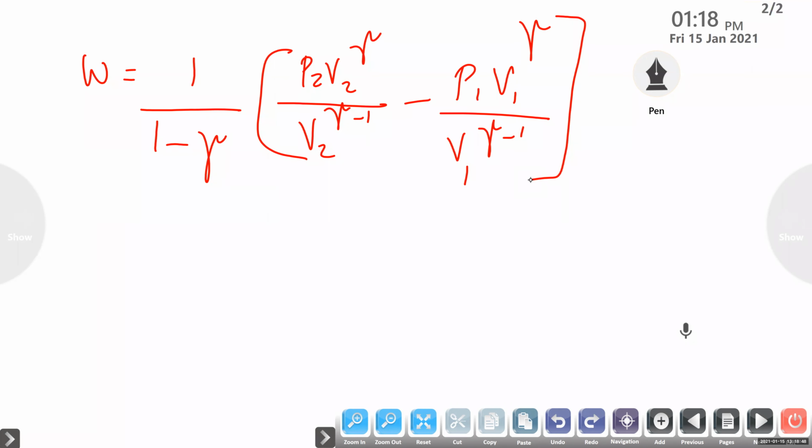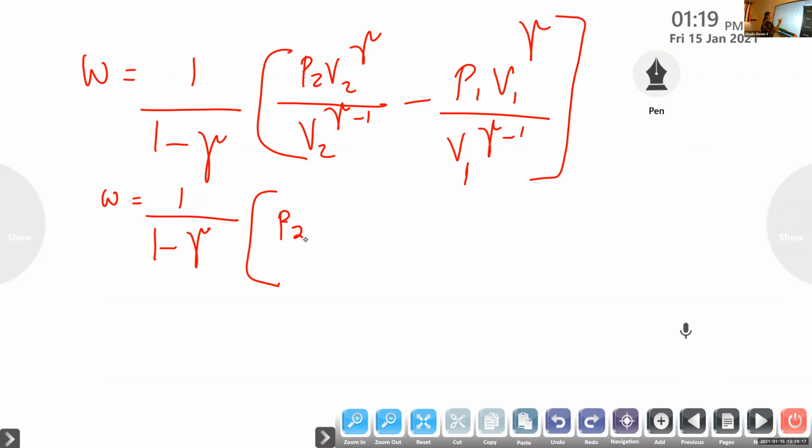Ma'am, V1 raised to gamma minus 1, right? Gamma minus 1. V1 raised to gamma minus 1 and V2 raised to gamma minus 1. Next step, take this V2 gamma minus 1 up. So you will get work done is equal to 1 by 1 minus gamma divided by P2 V2 gamma into V2 minus gamma plus 1.